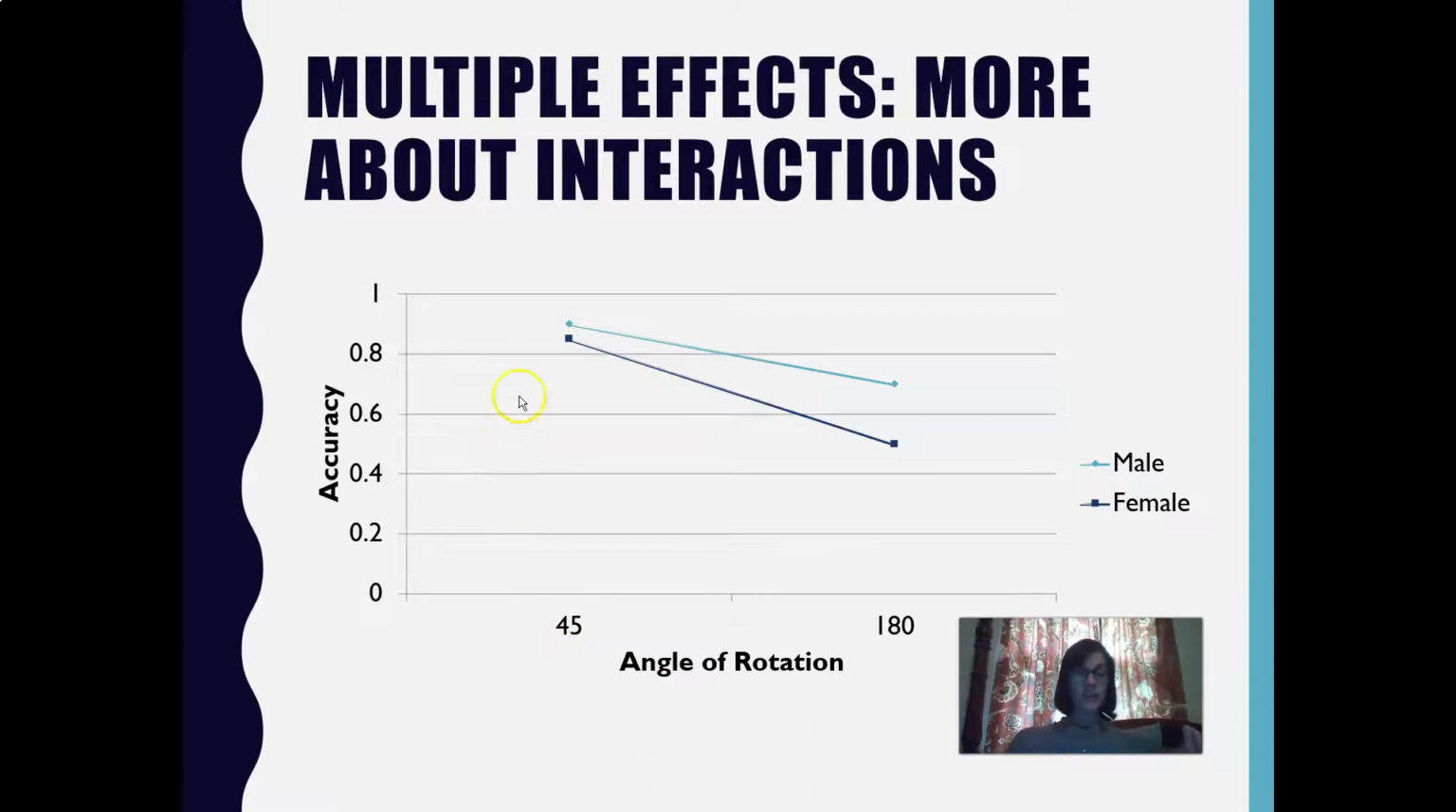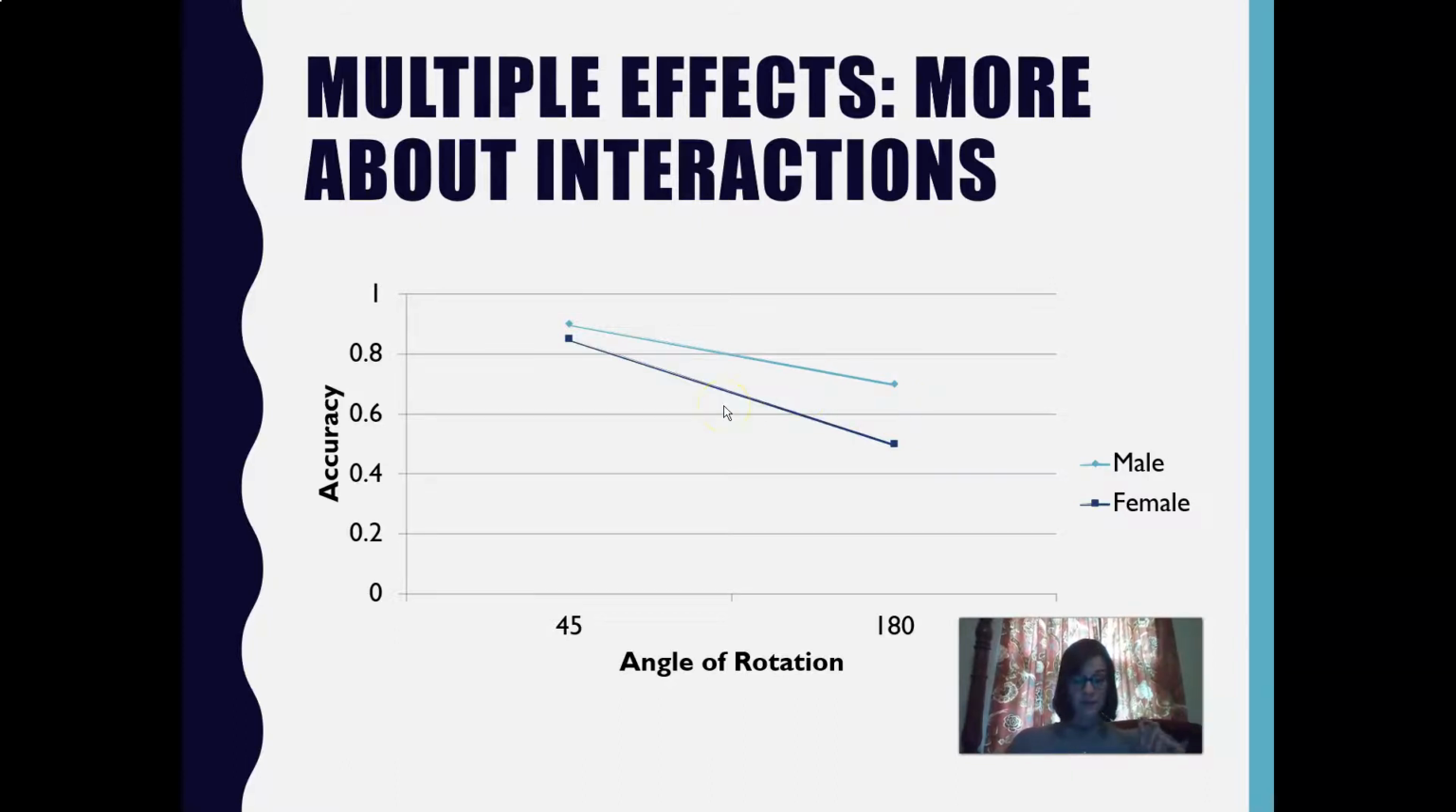How do I know this? If I collapse across my male and female performance, accuracy for 45 degrees, if I take the average of these two points, is going to be right in the middle. Performance for 45 degrees of rotation is much higher than it is for 180 degrees, so there's probably an effect of angle of rotation here. But most importantly, there's an interaction here.